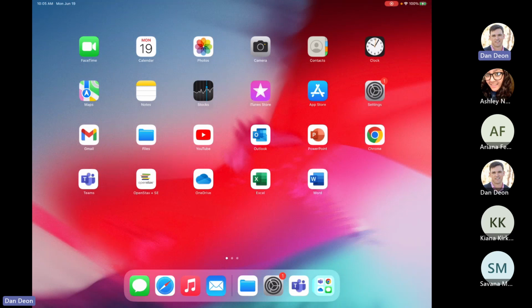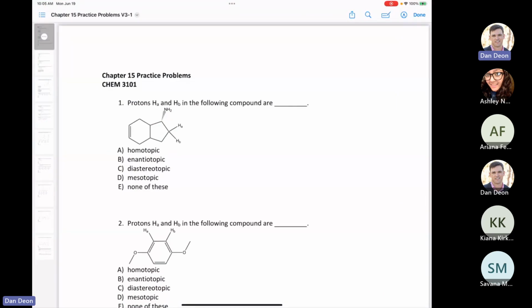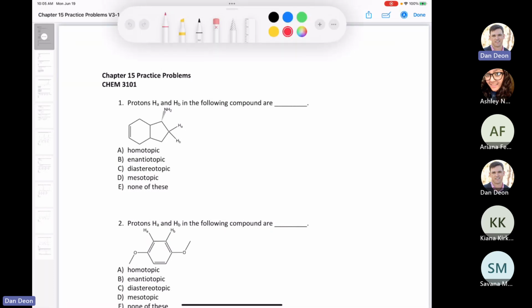Okay, so let's see here. We were looking at these chapter 15 practice problems. So let's take a look here. It says protons HA and HB are homotopic, enantiotopic, diastereotopic, or mesotopic. Well, mesotopic is not even a thing. We can scratch that off of there. Was anybody able to answer this one?